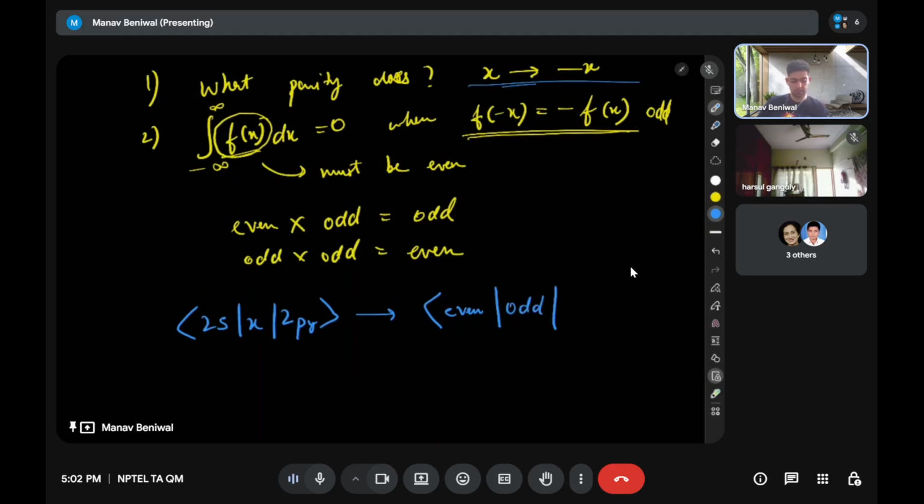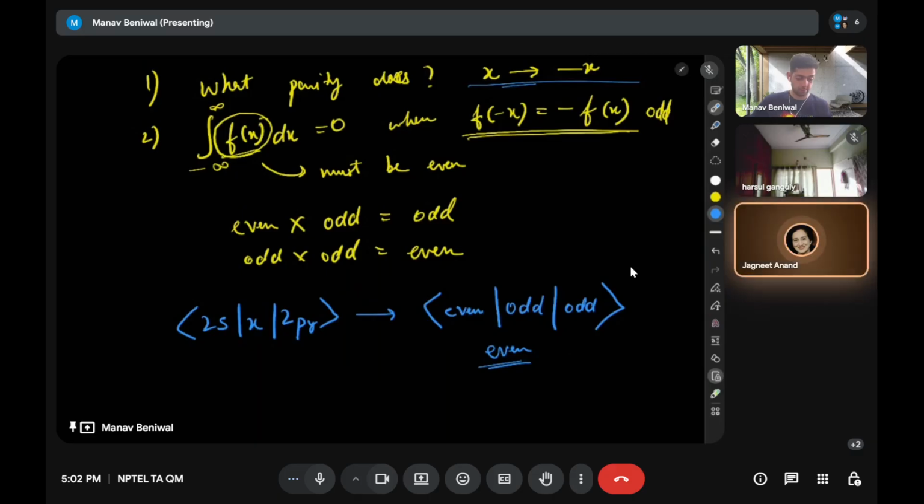And similarly, py is again odd. So these two odds will multiply and give us an even parity, right? And then even is again even. So the total parity, this function in total, is an even function, right?